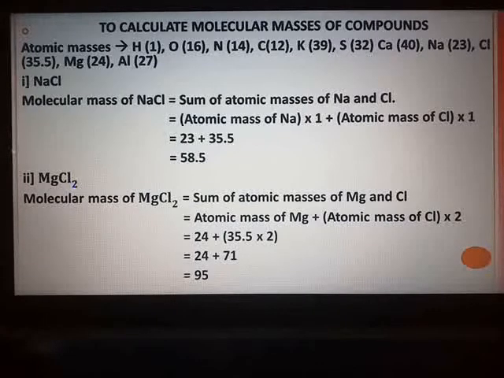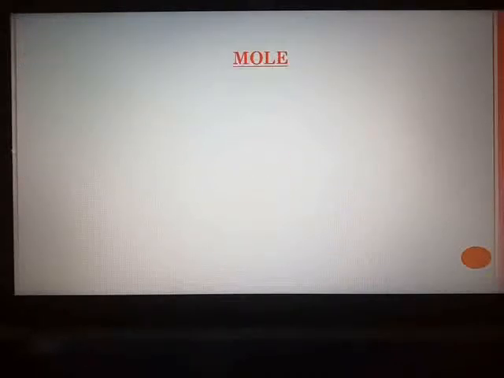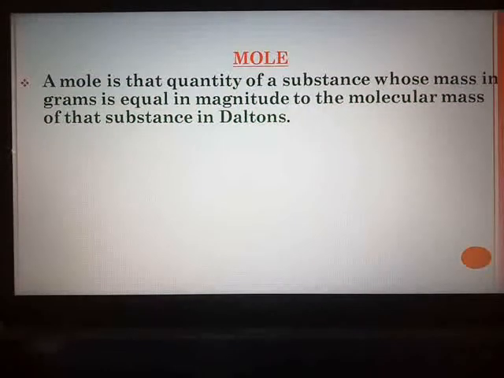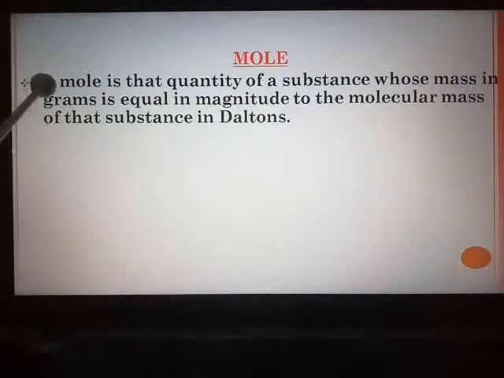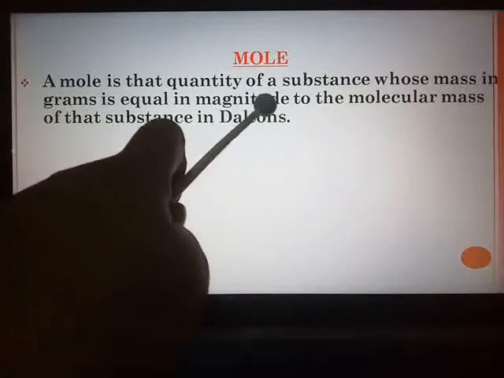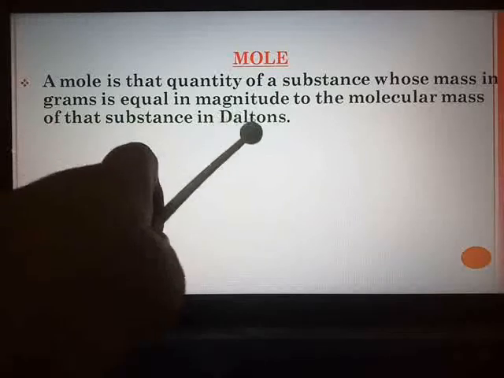Then we had moved towards a new topic. What is mole of a substance? At that time I had told you, when elements and compounds take part in chemical reactions, it is nothing but their atoms and molecules which react with each other, and hence it is very necessary for us to know the numbers of their atoms and molecules, and the concept of mole was used for this purpose. So the definition of mole is, a mole is that quantity of a substance whose mass in grams is equal in magnitude to the molecular mass of that substance in daltons.